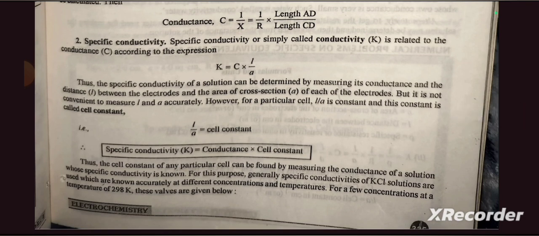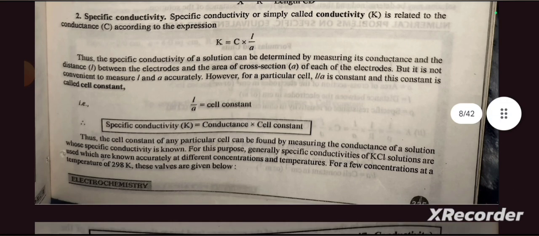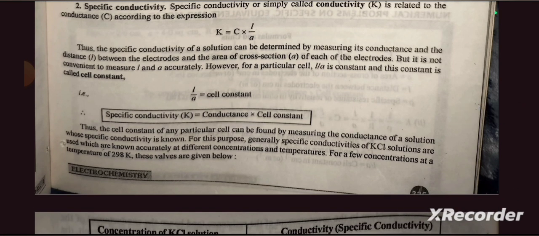Second, specific conductivity. Specific conductivity, or simply called conductivity K, is related to the conductance C according to the expression K is equal to C into L by A. Thus, the specific conductivity of a solution can be determined by measuring its conductance and the distance L between the electrodes and the area of cross section A of each of the electrodes.